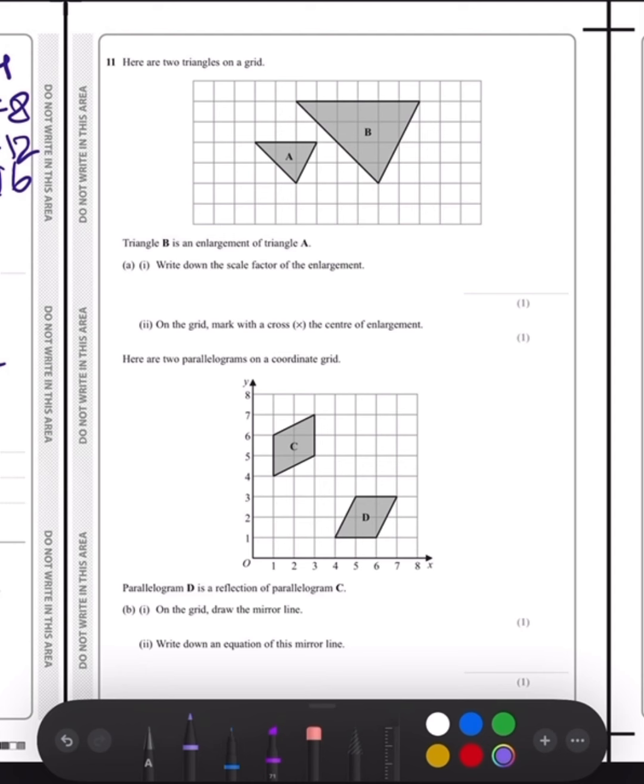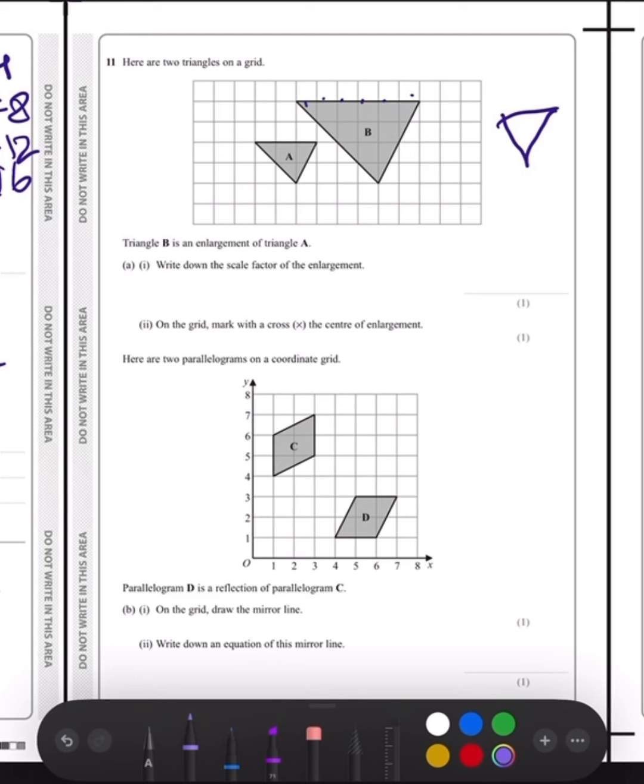So what do we do first? We do a simple method. We count the boxes, by which I mean these squares, if you can see my dots. So we count these squares. As we know, when we look at this diagram, both A and B are similar shapes.